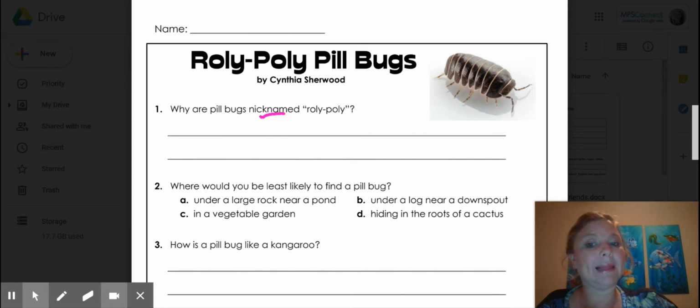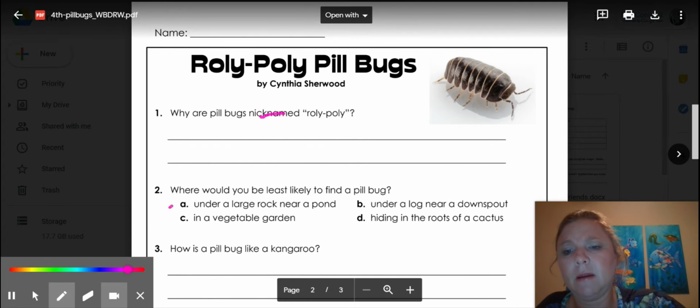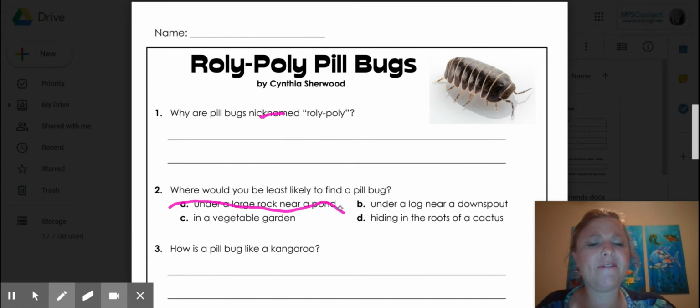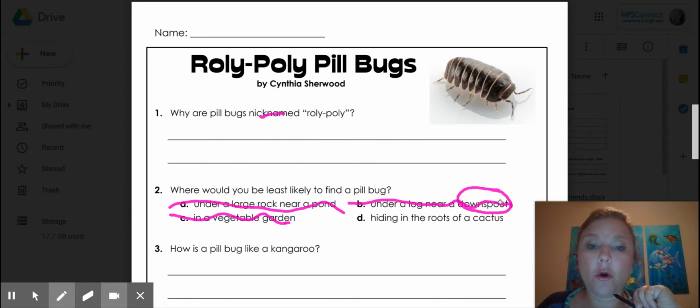Where would you be least likely to find a pill bug? Under a large rock near a pond? Well, first of all, I know they like to stay wet, so it wouldn't be A, process of elimination. In a vegetable garden, well, I know there needs to be water in a vegetable garden. Under a log near a downspout. Again, they like to be wet, so I don't think it's that one. Gosh, I hope it's this one. Let's read it. Hiding in the roots of a cactus. Oh, bingo. We know that they don't like the desert.